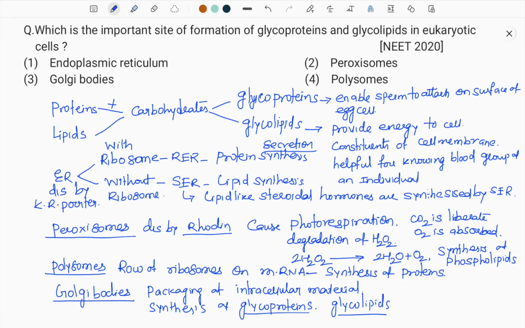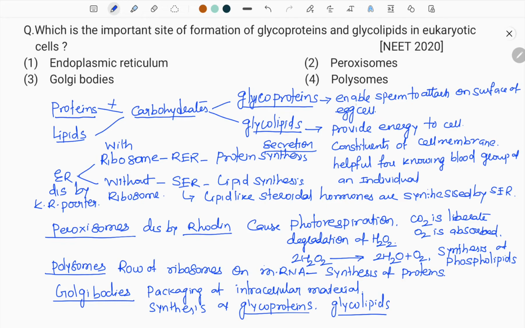We have a question here about the formation of glycoproteins and glycolipids. Glyco means glucose, and glucose is nothing but a carbohydrate. So when proteins are associated with carbohydrates, it is called a glycoprotein. When lipids are associated with carbohydrates, it is called glycolipids.